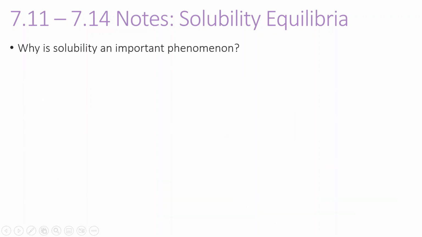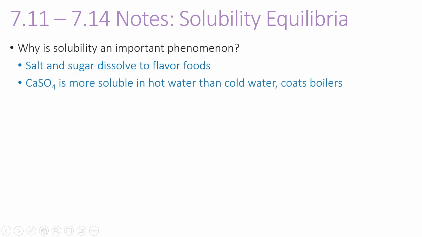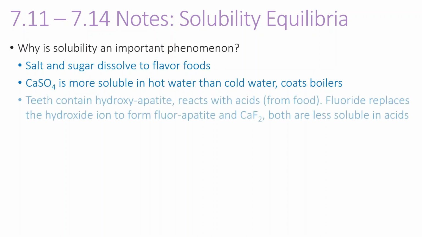So why is solubility an important phenomenon? Why do we study it? Some examples: salt and sugar dissolve to flavor foods. Calcium sulfate is more soluble in hot water than in cold water. So whenever your water boiler heats and cools down, we start to get some of that boiler scale from calcium sulfate.